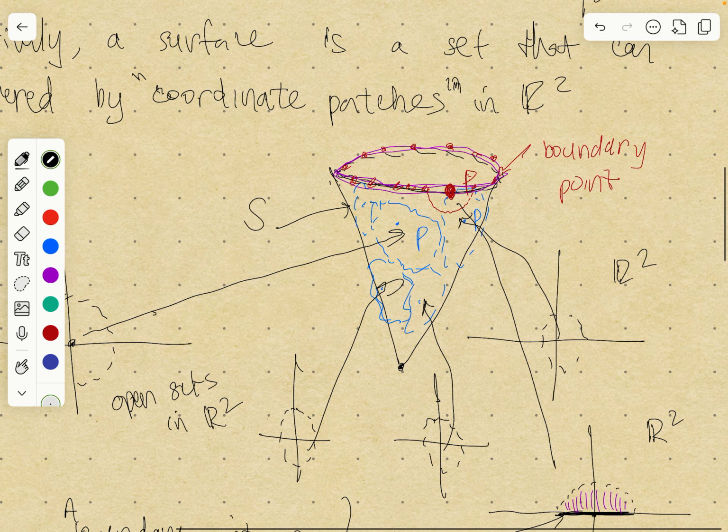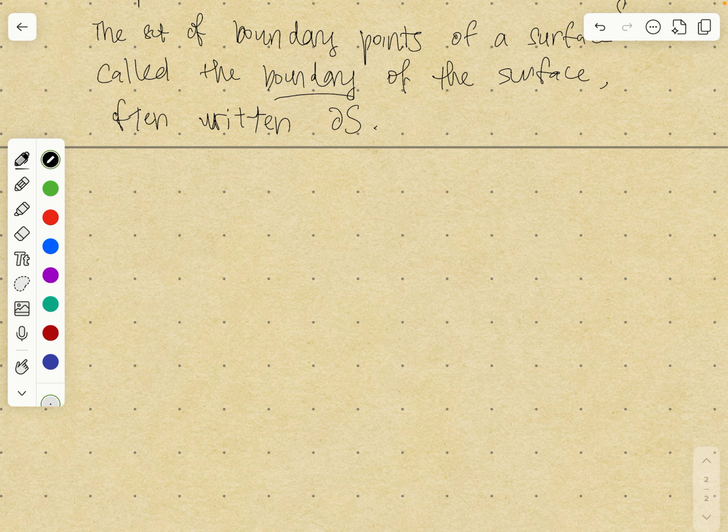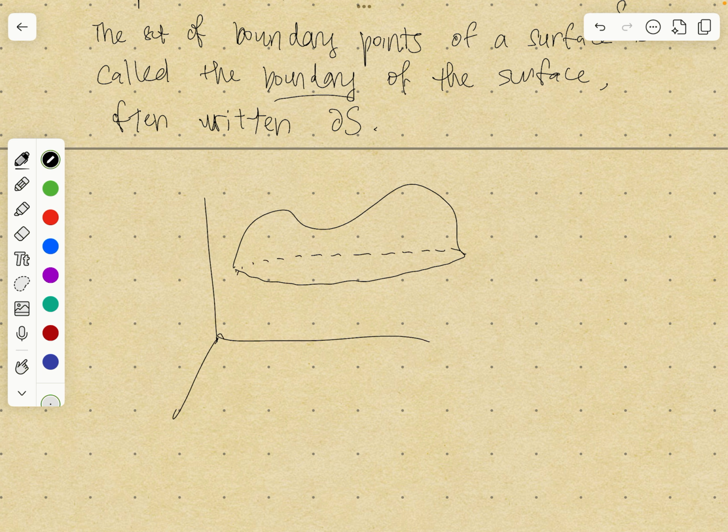And that's in contrast to this cone. And let's take a look at another example. So suppose that you had something like this. So this is a surface in R3. Okay. What's the boundary of this surface S? Well, it's going to consist of all the points here.